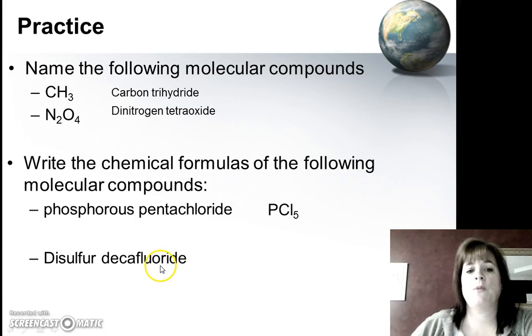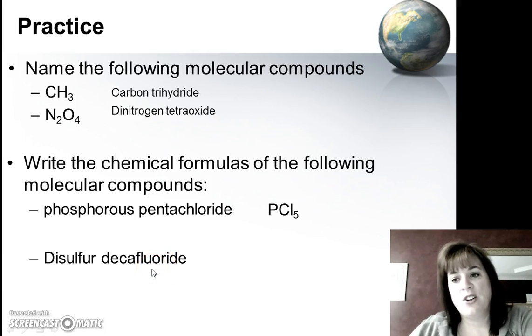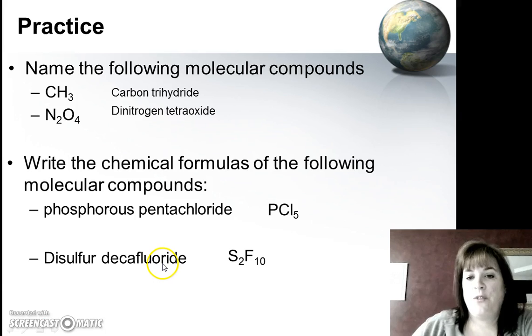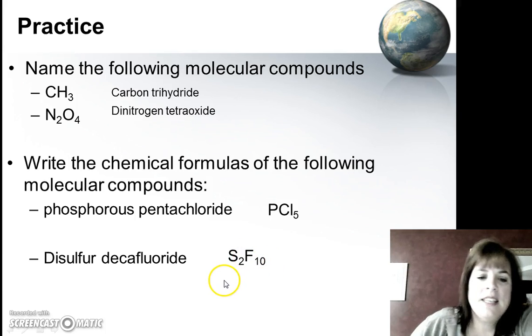See if you can get this one right. Pause the video, write it in your notes. If you wrote S2 for di and F for fluorine and 10, you are correct. S2F10. See, this one's not so bad.